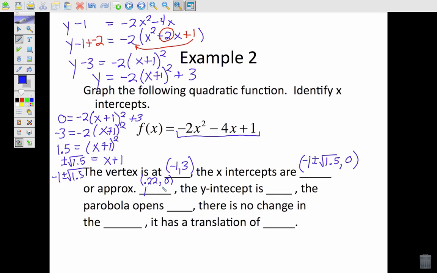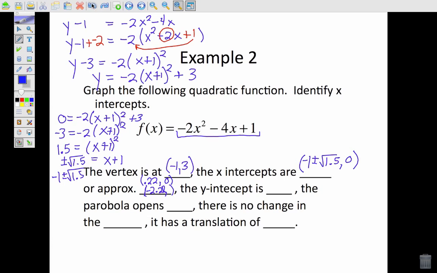0.22, 0, and -2.22, 0. So what I can use those for is when I'm trying to sketch the graph by hand.